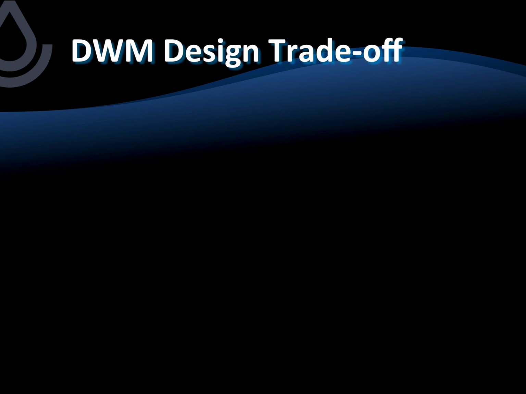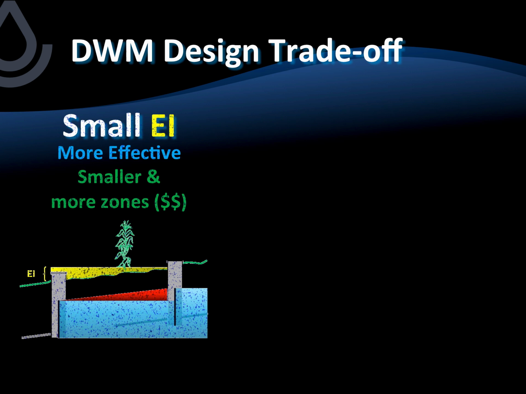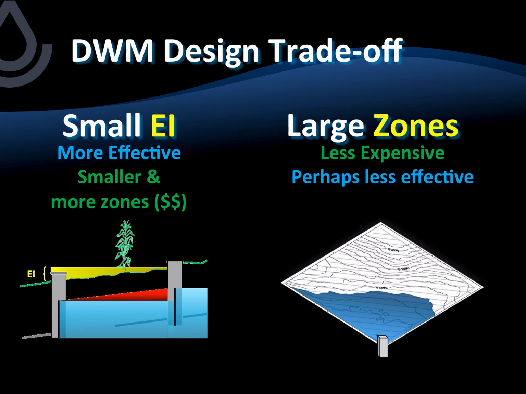So as you might imagine, there's a trade-off here between a small elevation interval and a large zone. We would like, as a designer and a planner, to choose a very small elevation interval because we have a greater degree of control over the water table. We have a more uniform water table. The agronomic impacts of the practice may in fact be greater with a higher degree of control. But a smaller elevation interval is going to lead to more zones and a higher cost.